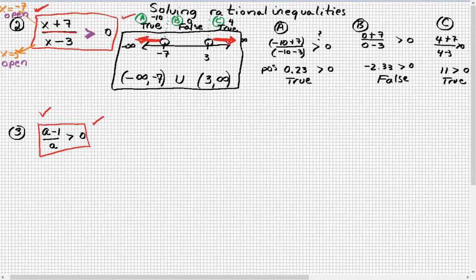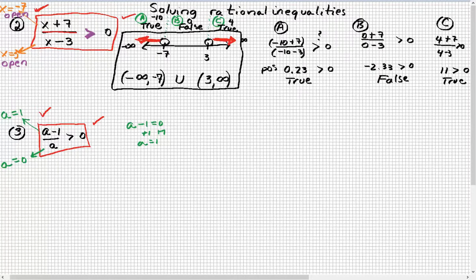Now we have to get our critical points. Let's see, from the numerator, well, we might have to work this out. a - 1 = 0, plus 1. Oh, wait, no, we didn't. a = 1. All right, from the numerator, we get that a = 1. From the denominator, we get that a = 0.